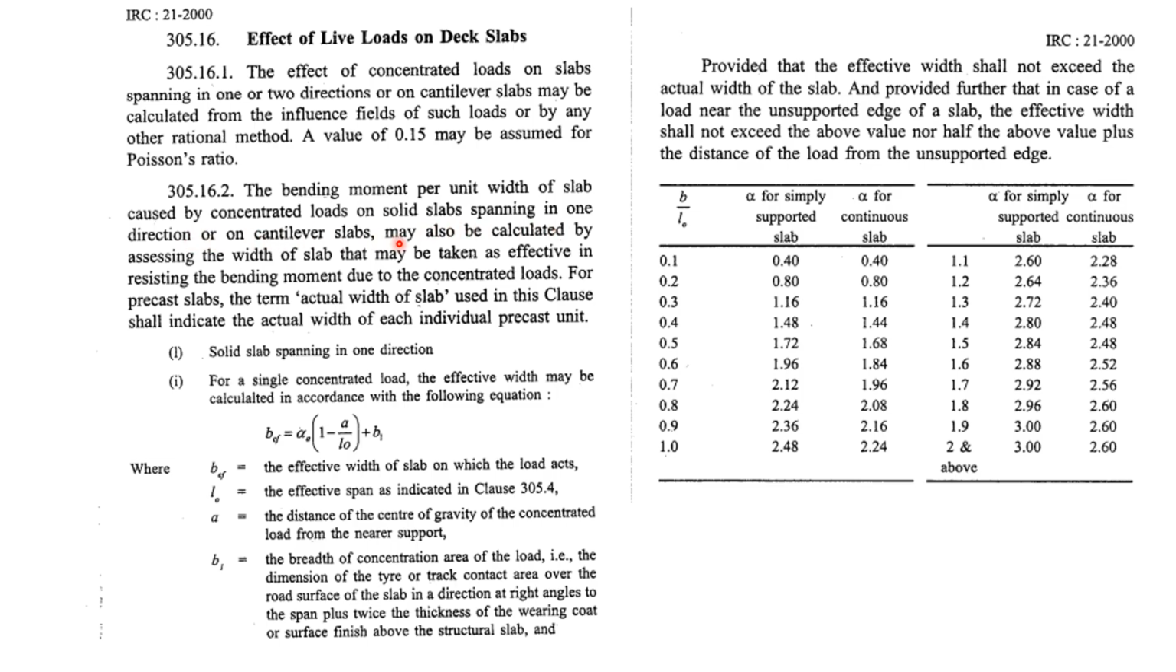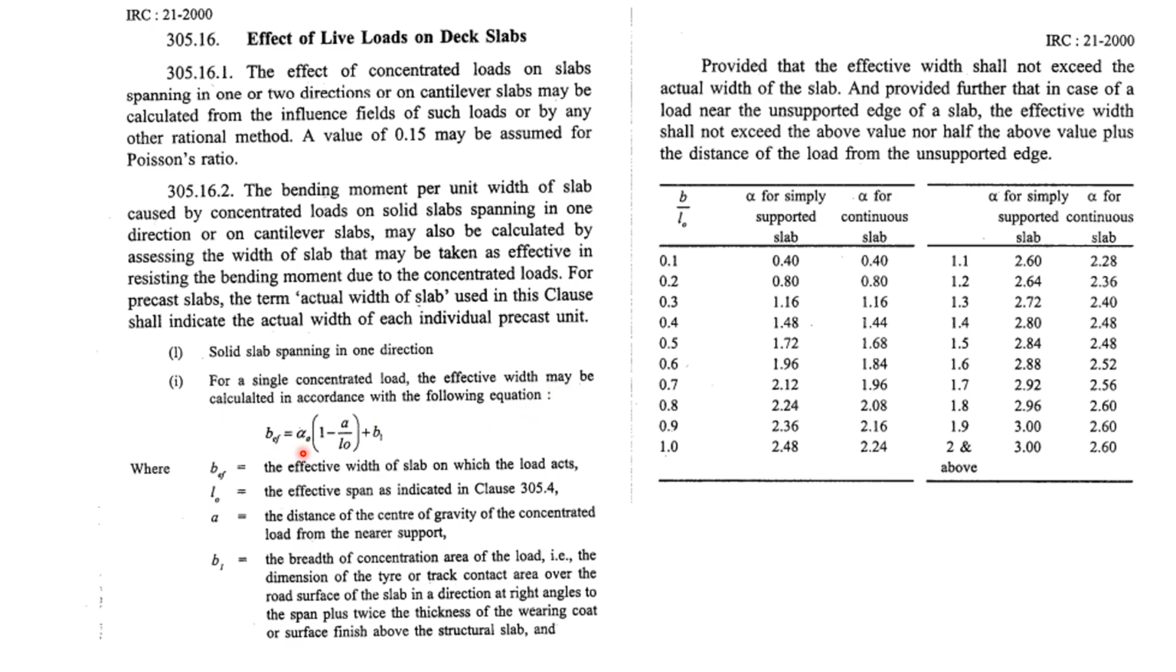The effective width on the cantilever slab may be calculated using the width of the slab that may be taken as effective in resisting the bending moment due to the concentrated load. For precast slab, the term actual width of the slab used in this clause shall indicate the actual width of each individual precast unit. So for the solid slab in one direction, for a single concentrated load, the effective width may be calculated in accordance with the formula.